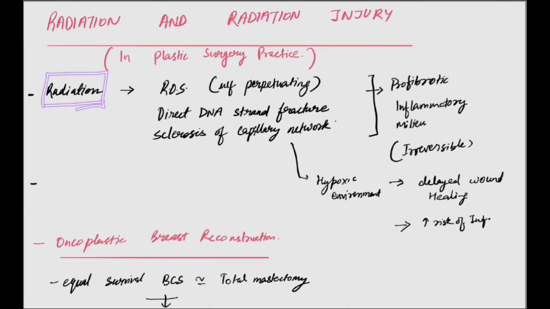What does radiation do? Radiation creates reactive oxygen species which are self-perpetuating. It means that even after the radiation dose has been given, the reactive oxygen species are being formed and are causing repeated damage to the tissue. Moreover, there is direct DNA strand fracture and there is sclerosis of the capillary network which leads to the hypoxic environment. Overall, the radiation causes profibrotic inflammatory milieu which is irreversible, delayed wound healing and increased risk of infection.